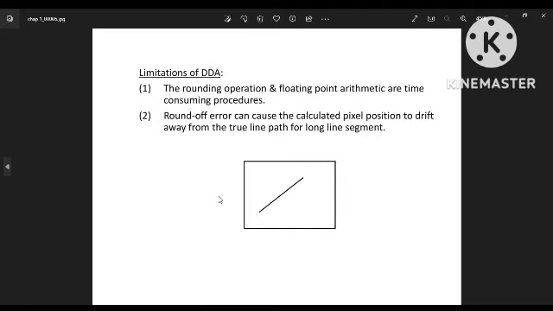And basically, DDA has some disadvantages.